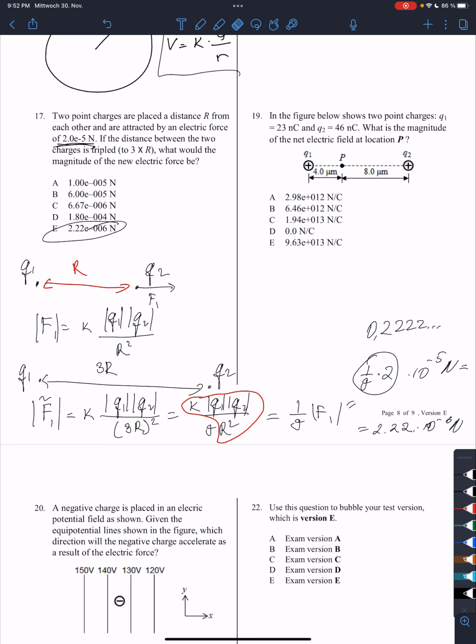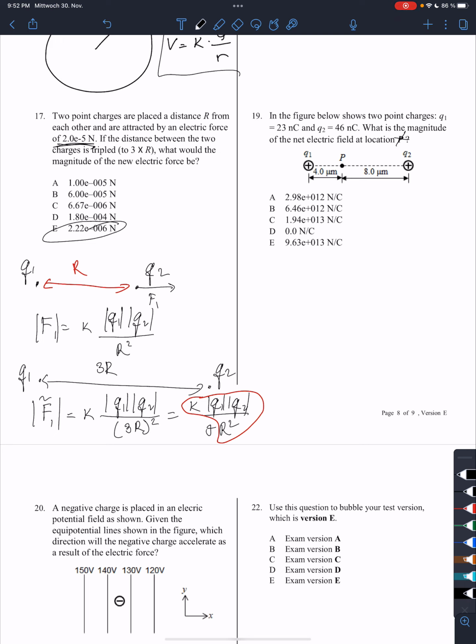Okay, let's move on. Let's consider now 19. I will remove that because I have no space. In 19, we need to find the electric field at this point. The electric field is not known. The first thing we're going to do is define this axis as the x-axis.